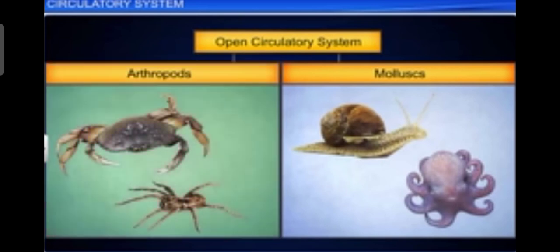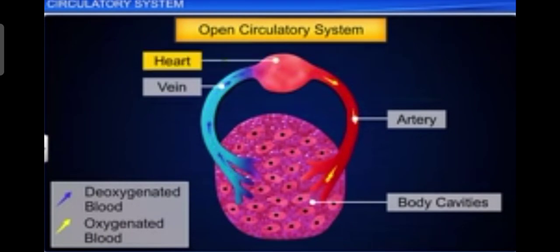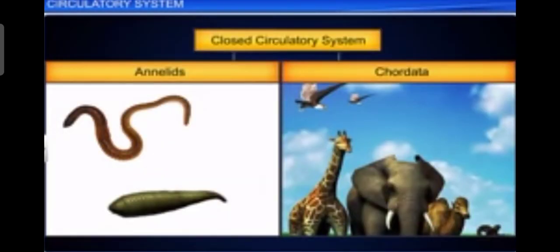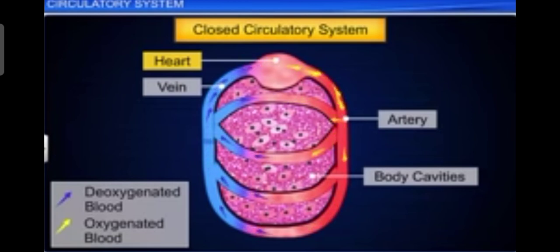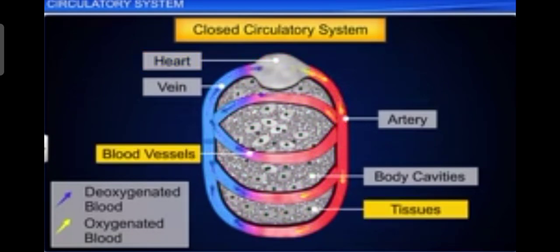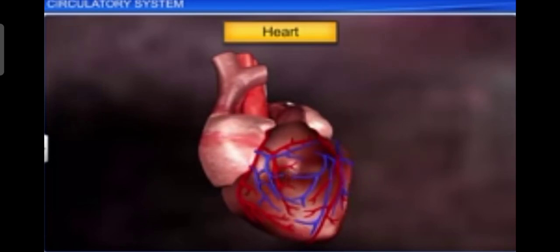Arthropods and mollusks have an open circulatory system in which blood pumped by the heart passes through large vessels into open spaces or body cavities called sinuses. And annelids and chordates have a closed circulatory system in which the blood pumped by the heart is always circulated through a closed network of blood vessels. This pattern is considered to be more advantageous.